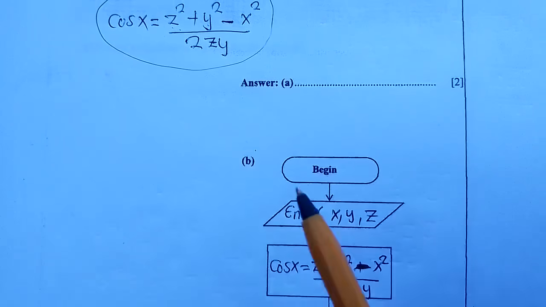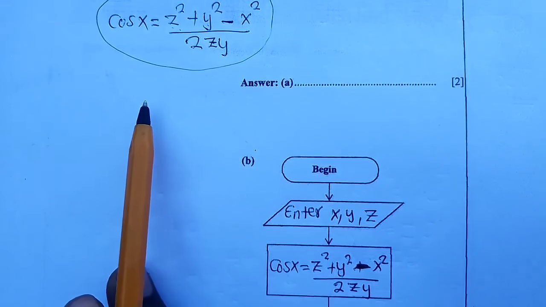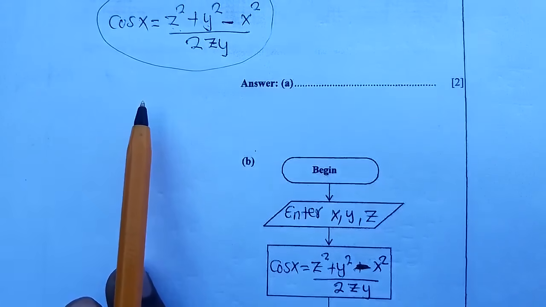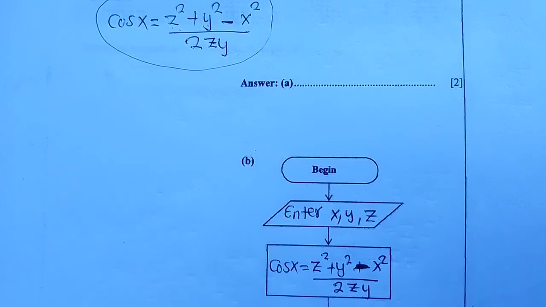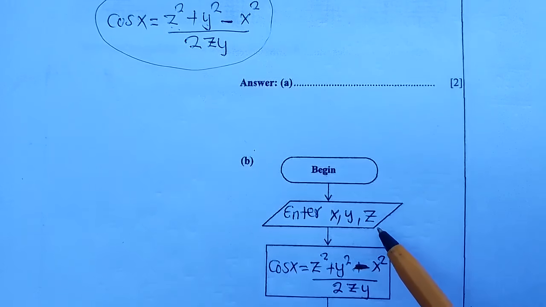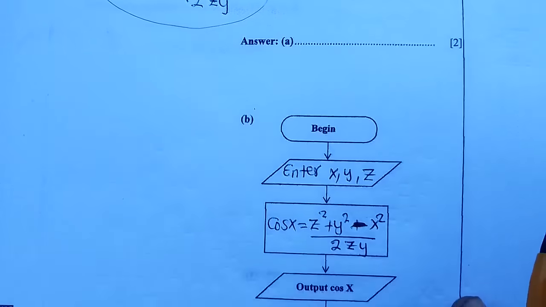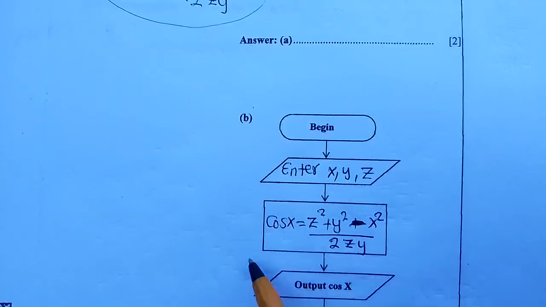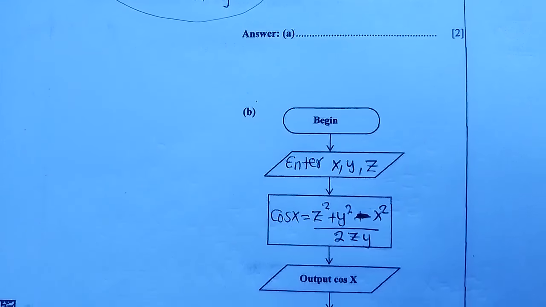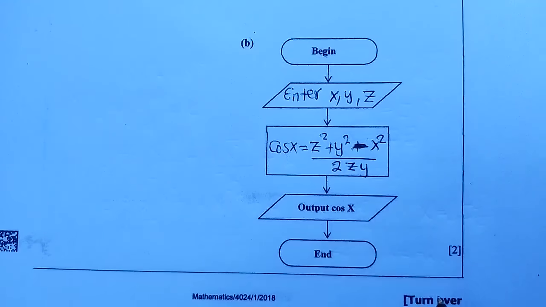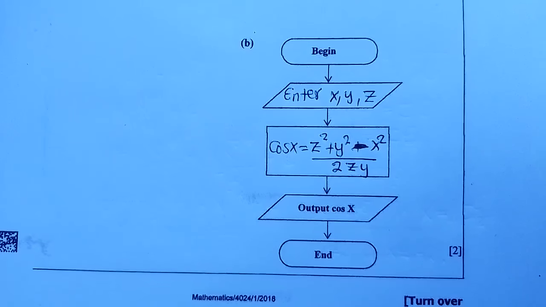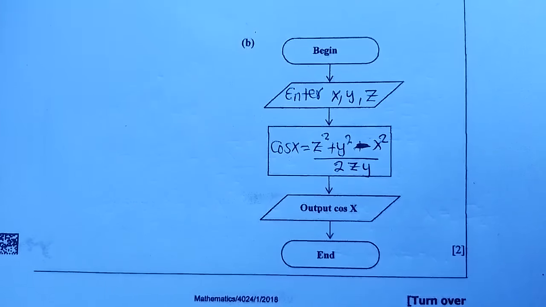This formula, we know it when you are given all the three sides. This is falling under the cosine law. Then here you just say enter. We enter. Then this is a rectangle, we put the formula there. Then input, output cos x. Then you find this value. So this is how you get to calculate that value.